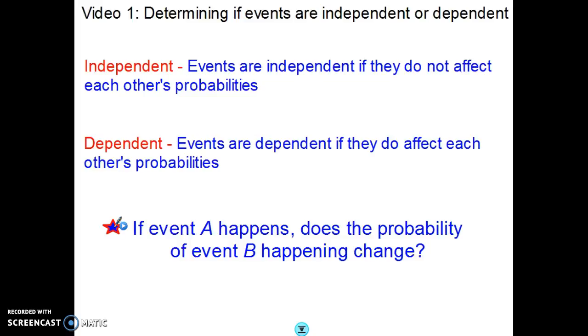One way that I like to think about this is to ask myself the following question. If event A happens, does the probability of event B happening change as a result? So, does event A happening affect the probabilities in event B?